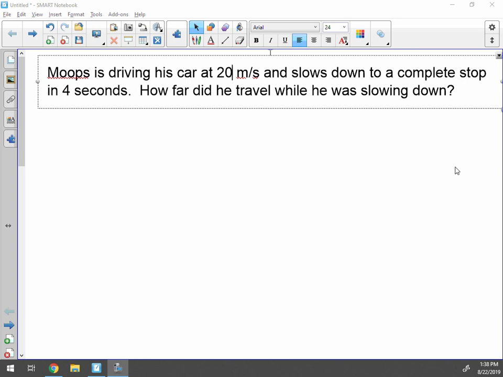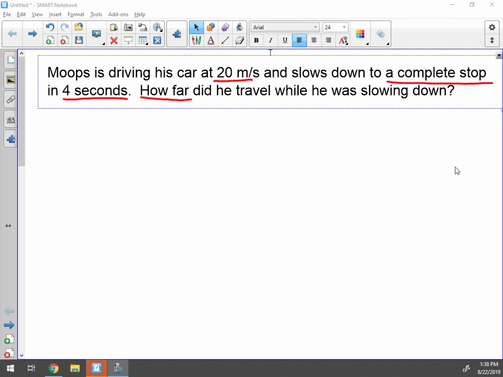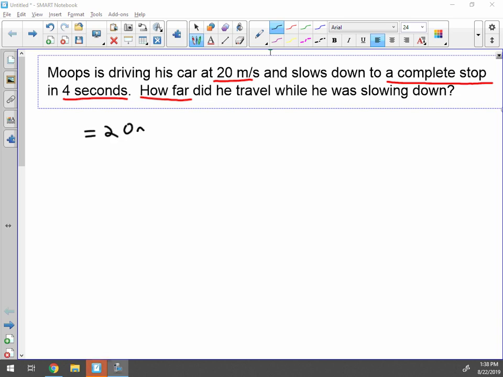We're going to look first at what we know. So I'm going to highlight some key things. We have 20 meters per second. We have 4 seconds. We're trying to figure out how far, and we know it comes to a complete stop. So let's go ahead and pull these out. 20 meters per second, that is a velocity. 4 seconds is, of course, a time.